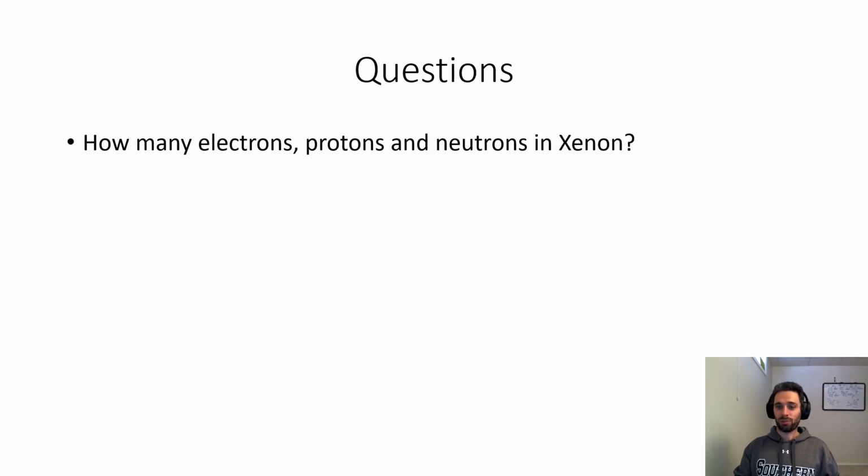As I'm a strong believer in pen and paper style questions, you should take the time to answer the following questions pen and paper style at your own time. How many electrons, protons, and neutrons are in xenon? Here's the chemical symbol, and I will say for all of these examples, the number of electrons and protons will be the same.